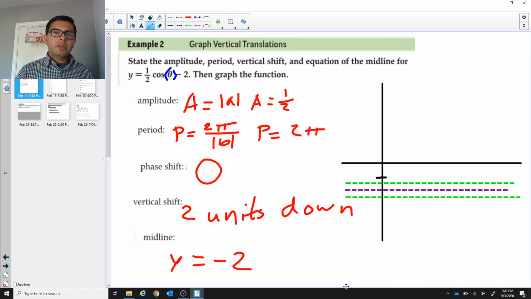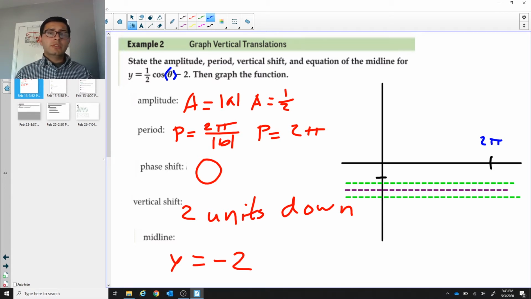Now, the next step is to identify the period. In this case, it's going to be 2 pi. So let's make a line at 2 pi. And you could put that line wherever you want. I would put it near the right edge of the graph. There we go. We have a mark at 2 pi.